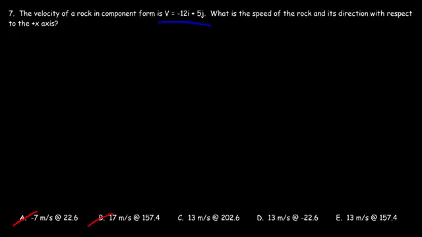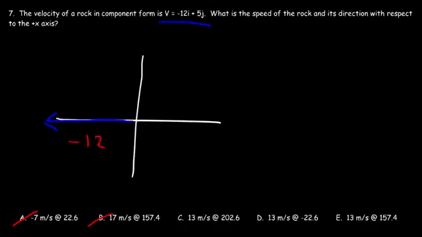So we can graph it using the components. So let's draw a graph. The x component has a value of negative 12, so we have to travel 12 units to the left. The y component is positive 5, so we got to go up 5 units. And the hypotenuse of the right triangle that's formed is 13, which is the magnitude of the velocity.